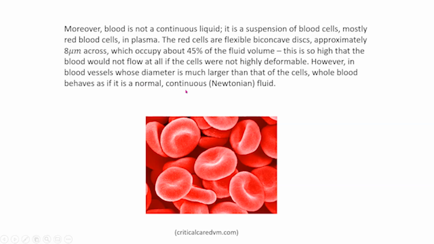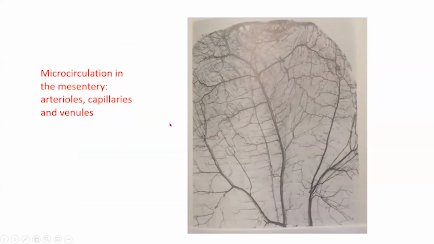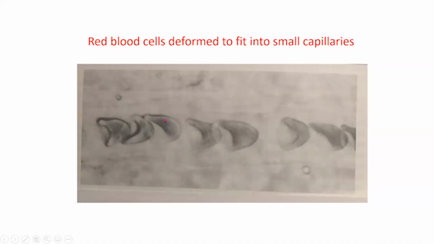However, in blood vessels whose diameter is much larger than that of the cells, whole blood behaves as if it is a normal continuous fluid, called a Newtonian fluid in the jargon. But when you're down in the microcirculation, in the capillaries, red blood cells have to be deformed just to fit in, and they go down in single file. This is a narrow capillary tube of about 6 microns in diameter. So you have to squish the cells to go down that.